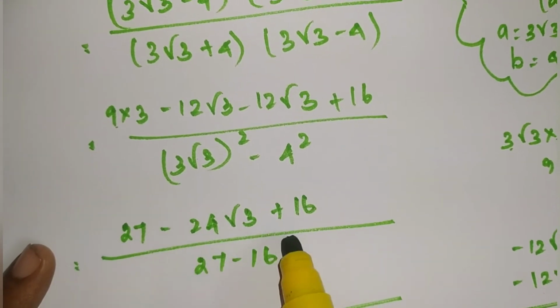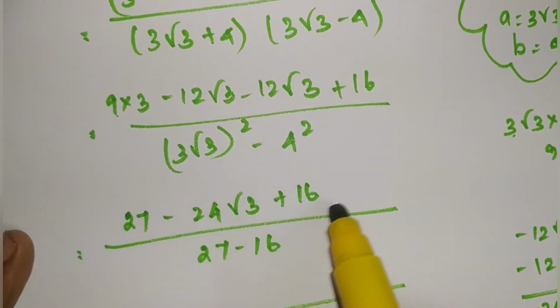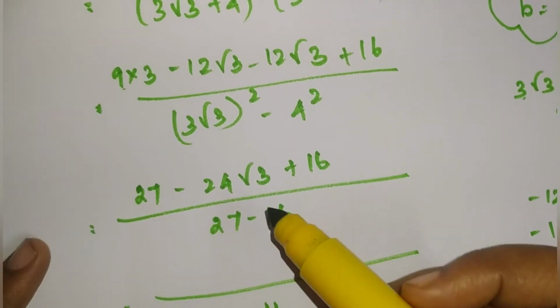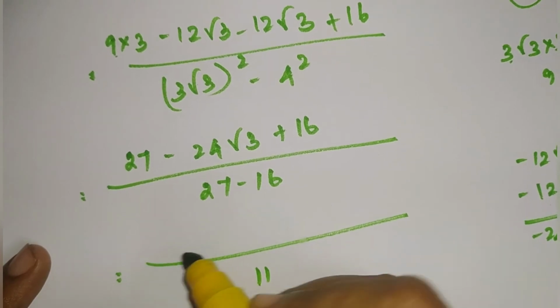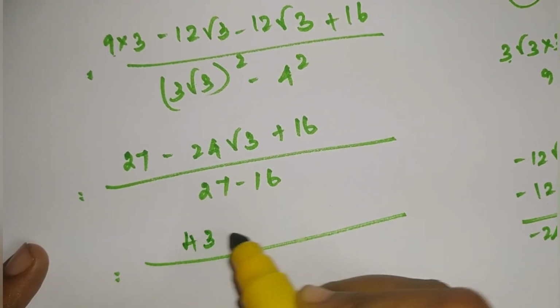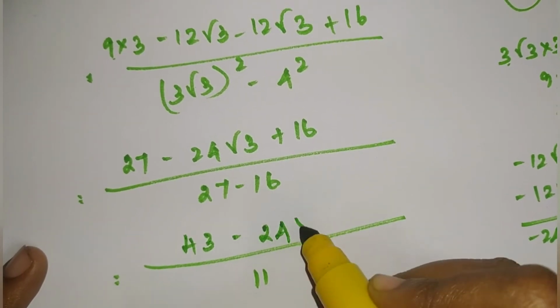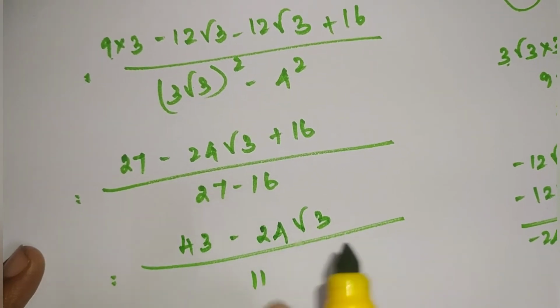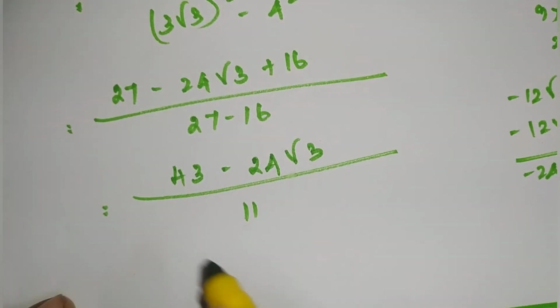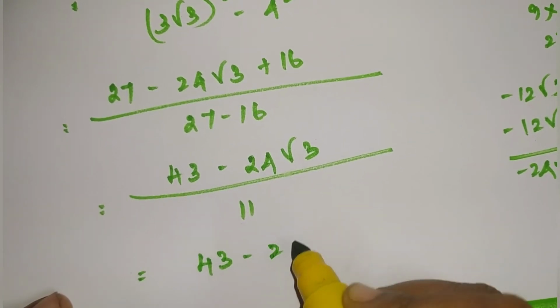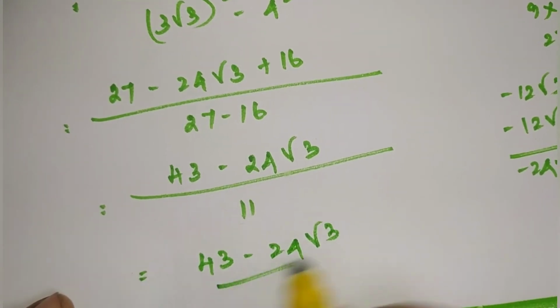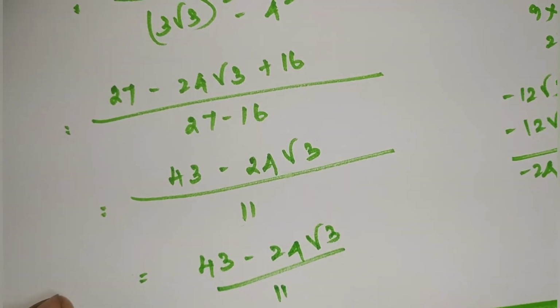So this is a whole number and this one also a whole number. So I'm going to simplify this one. 27 plus 16 is 43, minus 24 root 3. Can you cancel anything here? No, we can't cancel anything, so write the answer as it is. 43 minus 24 root 3 divided by 11.